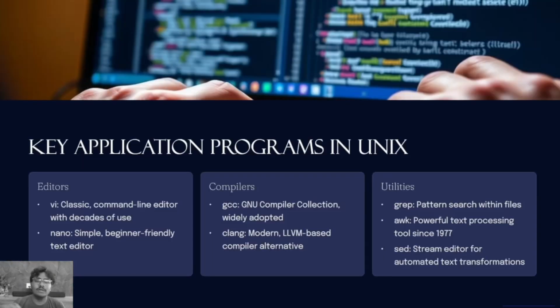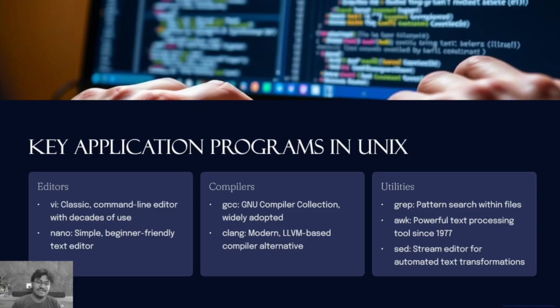Now let's move on to the key application programs in Unix. We have editors, compilers, and utilities: the vi editor, nano editor, GCC compiler, clang, grep, sed. Let me give you some basics about these applications, and I will introduce them in this video and cover them in the next videos.